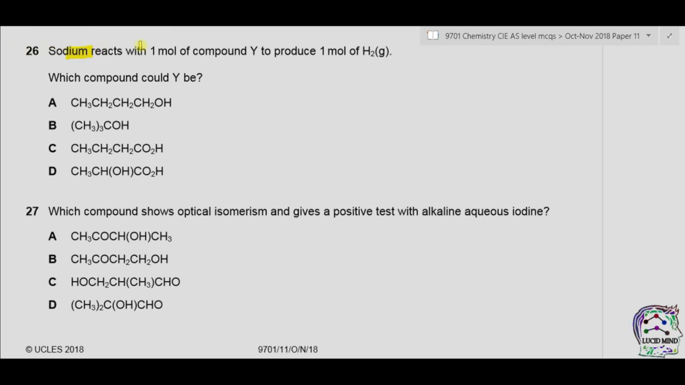Question 26. Sodium reacts with 1 mole of compound Y to produce 1 mole of hydrogen gas. Which compound could be Y? Let's react these compounds with sodium. As this is alcohol, so it will form alkoxide with sodium and produce hydrogen gas. Now we can balance this equation by writing 0.5 with hydrogen. So now 0.5 moles of hydrogen gas is produced by this compound. As we want 1 mole of hydrogen, so therefore A is incorrect.